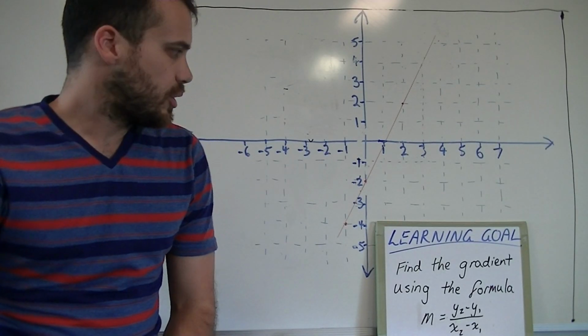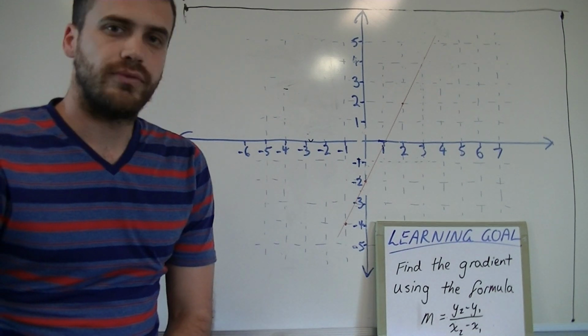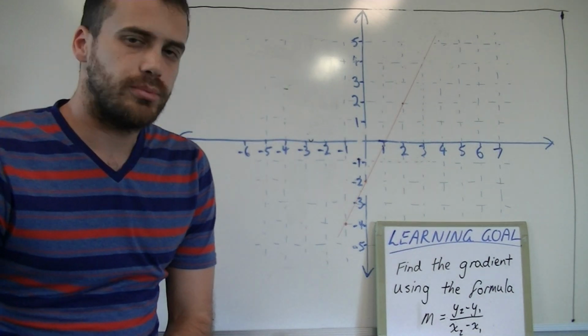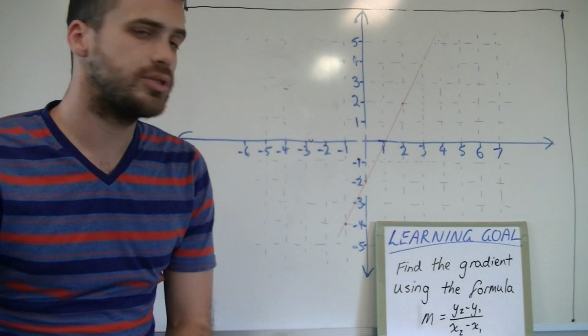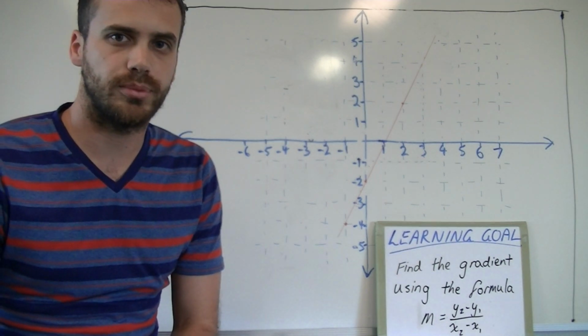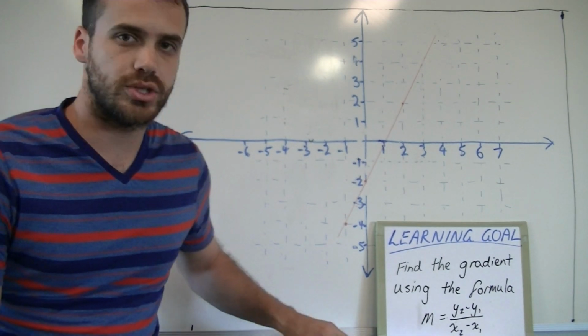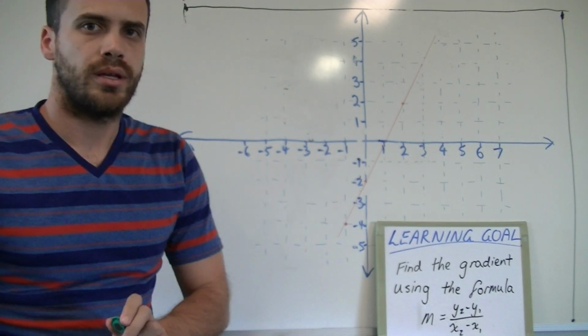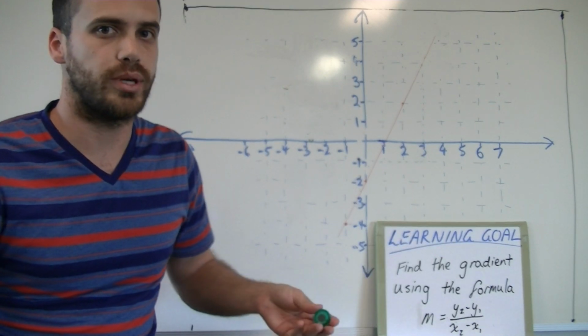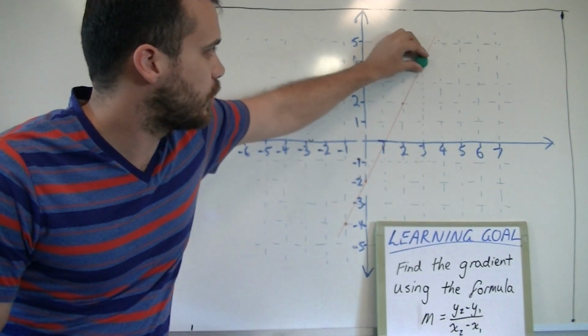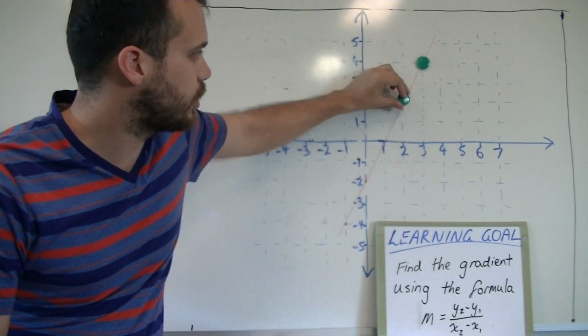Alright, so in this video we are finding the gradient using the formula m equals y2 minus y1 over x2 minus x1. Now this is revision, so it should be something you're fairly comfortable with, but we might just go over it again here. Now, in order for you to find the gradient using this formula, you're going to need 2 points. I'm going to choose a point here and a point here.